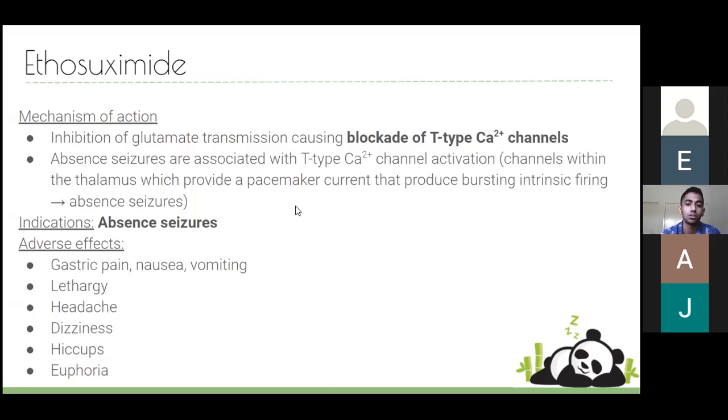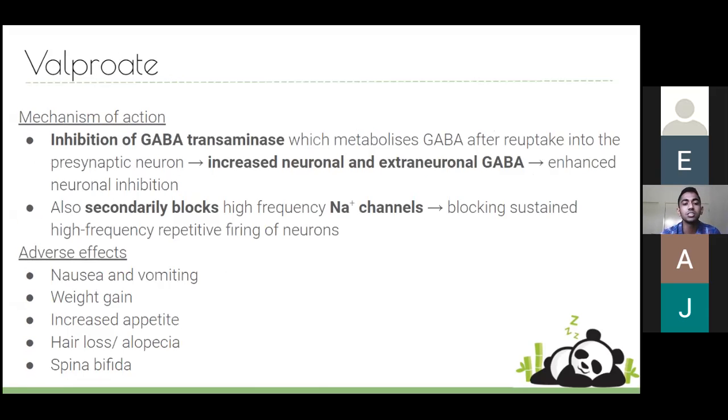Cool. Valproate. So this is moving on to the ones that are increasing the amount of inhibition that we've got going on, increasing the amount of GABA. So what's valproate going to do? It's going to inhibit GABA transaminase, which is the enzyme which metabolizes GABA in the presynaptic neuron. So if we're blocking the metabolization of GABA, that means that we've got increased amounts of GABA, whether it be neuronal or extraneuronal, so in the synapse. And so we're going to have more inhibition at the neural synapse.